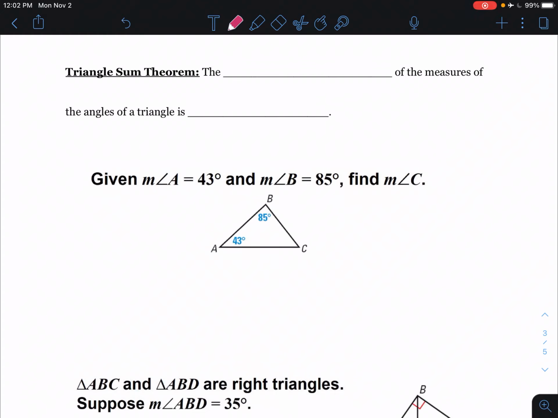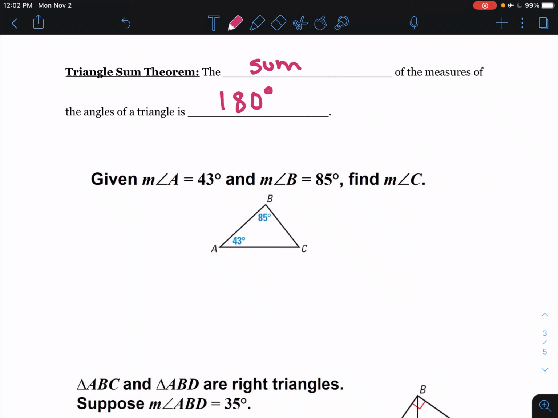All right, so next we're going to talk about the triangle sum theorem. And this is probably going to be the most important thing that we learn throughout the whole chapter. The triangle sum theorem tells us that the sum of the measures of the angles of a triangle is 180 degrees. 180 degrees, always, always, always.